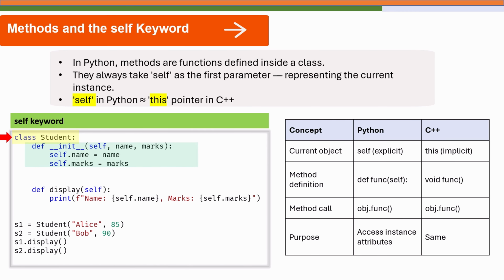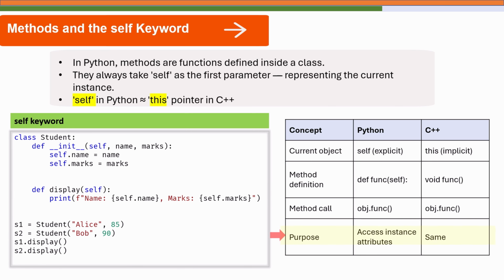Inside the method, you can use self to refer to that specific object's data. For example, in this example, self.name and self.marks mean the name and marks that belong to this particular student. This is very similar to the this pointer in C++, which also refers to the current object, but unlike C++, where this is implicit, in Python you must explicitly include self in your parameter list. Here you can see a quick comparison between Python and C++ with respect to current object, method definition, method call, and purpose.